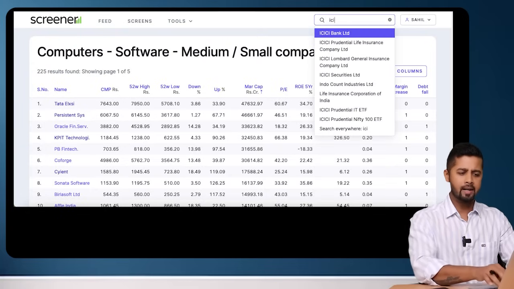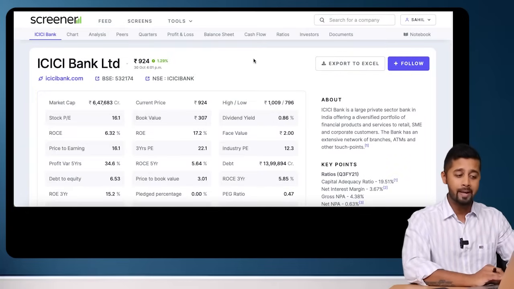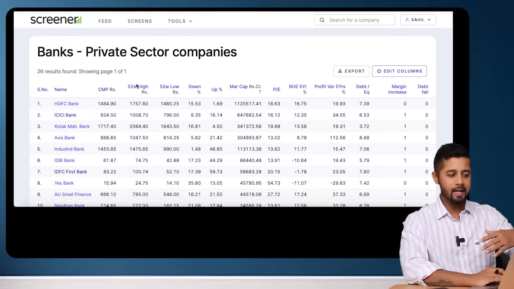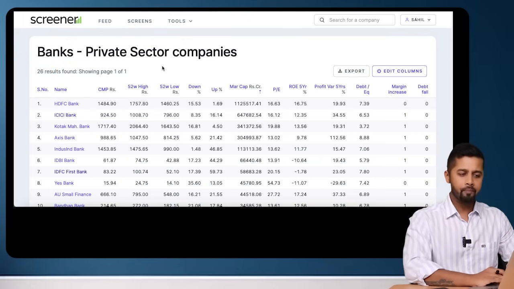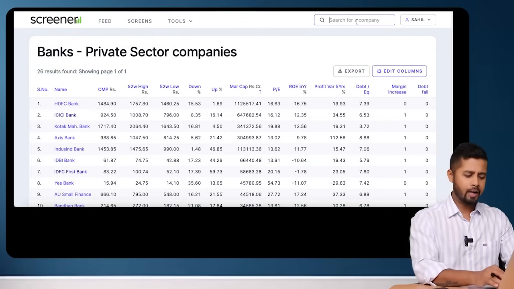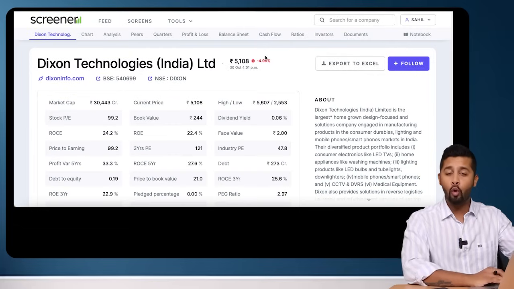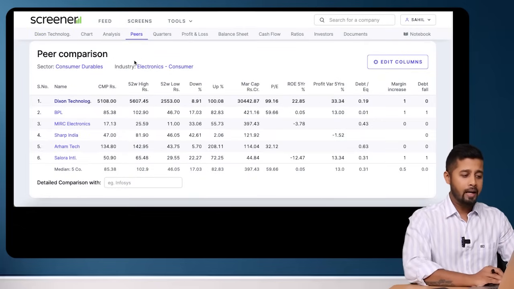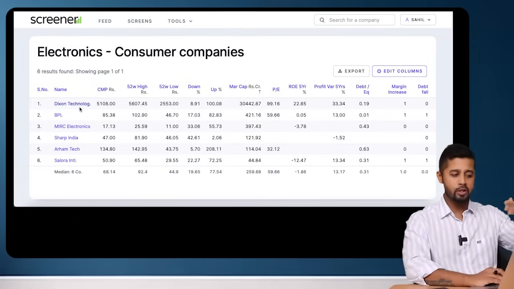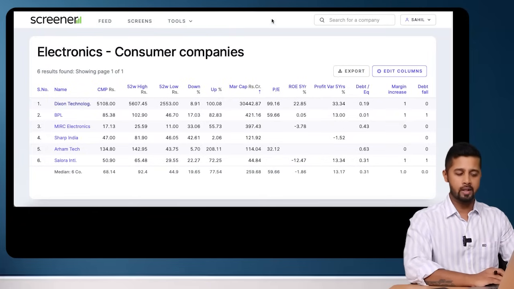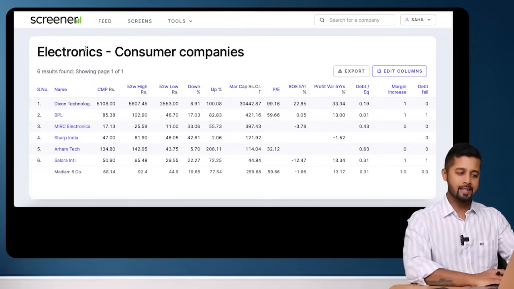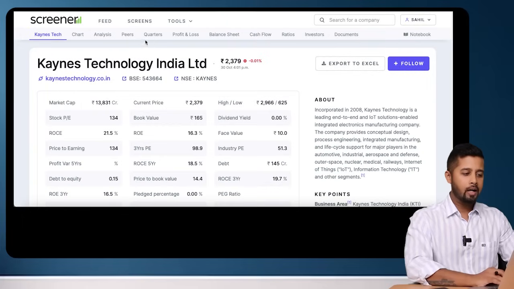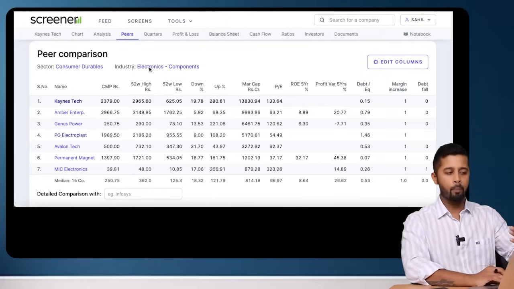Let's say I search ICICI Bank and I want to know what all banks are there in this space. Look at this, banks, private sector, there are 26 names. Likewise, let's say I type Dixon Technology, I want to know what all companies are there in the electronics space. All I need to do is click on this peer and click on electronics consumer. It will show me the list of companies in the consumer electronics domain. If I type Kaynes Technology, it will give me the peers in electronics component.